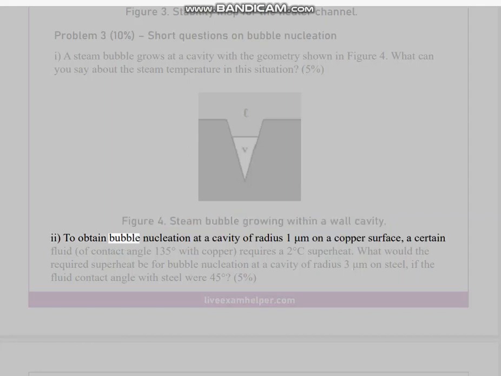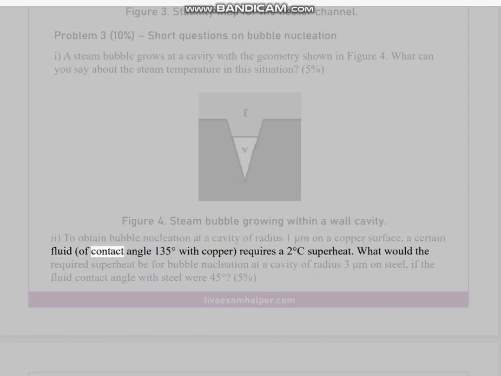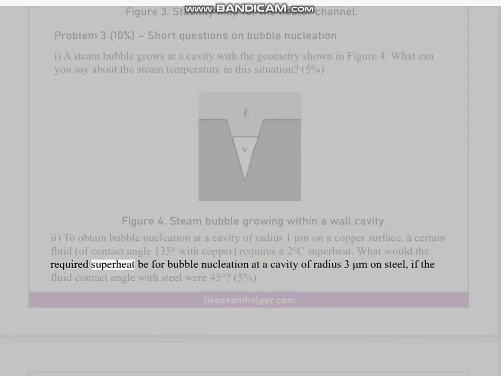2. To obtain bubble nucleation at a cavity of radius 1 micrometer on a copper surface, a certain fluid, of contact angle 135 degrees with copper, requires a 2 degrees Celsius superheat. What would the required superheat be for bubble nucleation at a cavity of radius 3 micrometers on steel, if the fluid contact angle with steel were 45 degrees? 5%.